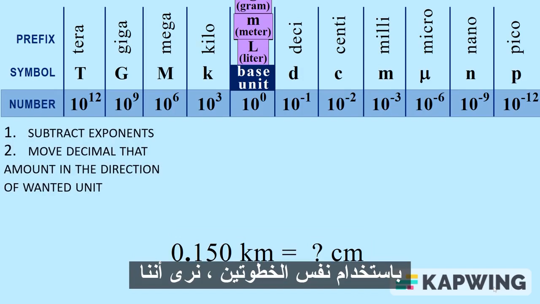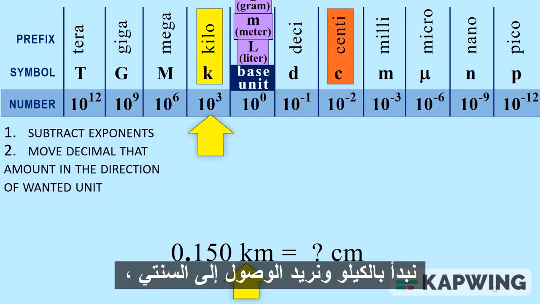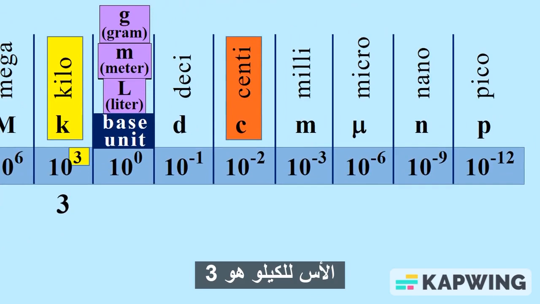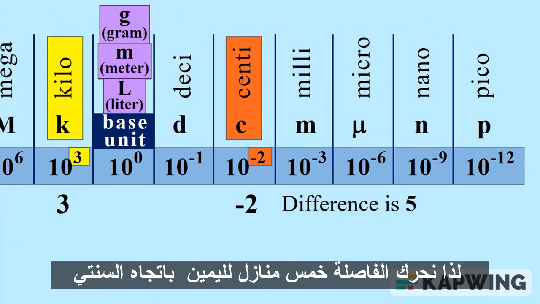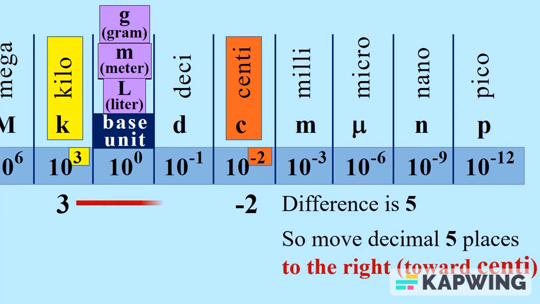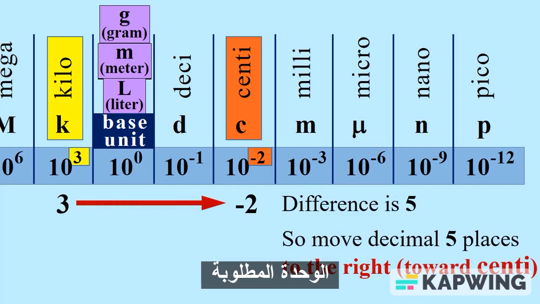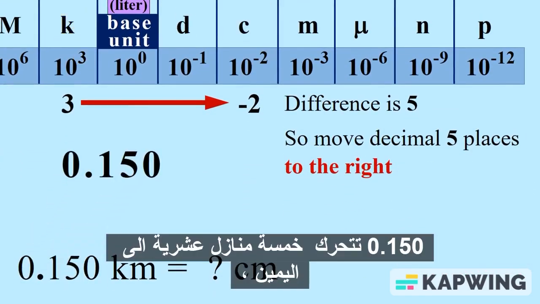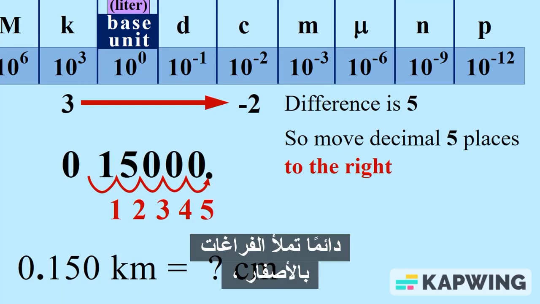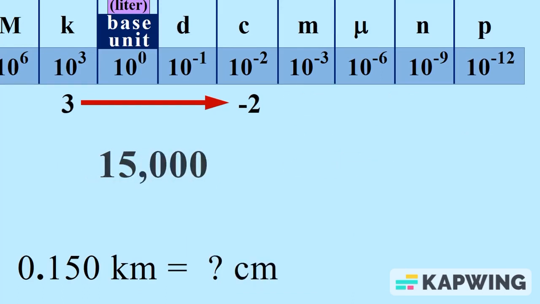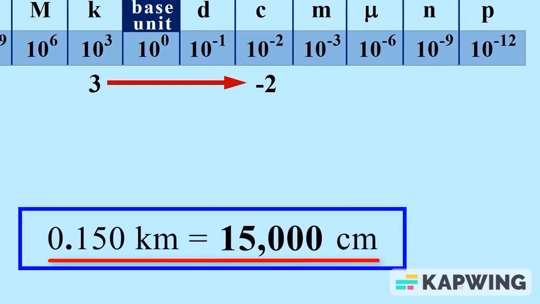Using the same 2 steps, we see that we are starting with kilo and want to get to centi. Exponent for kilo is 3 and for centi is negative 2. We subtract and get a difference of 5, so the decimal is moved 5 places to the right toward centi, the wanted unit. 0.150 moving the decimal 5 places to the right. Note there are now blank spaces. Always fill in the blanks with zeros. So we now have 15,000. There are 15,000 centimeters in 0.150 kilometers.